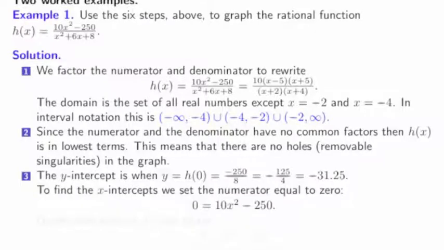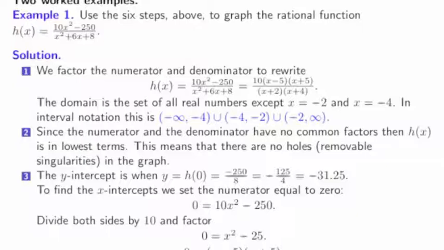To find the x-intercept, we set the numerator equal to 0, so we need to factor 10x squared minus 250. Let's pull out a 10 and notice that we really have x squared minus 25. That's a difference of squares, so it factors into x minus 5 and x plus 5. So 5 and minus 5 are the zeros, or the x-intercepts. So my x-intercepts are the points minus 5, 0, and 5, 0.